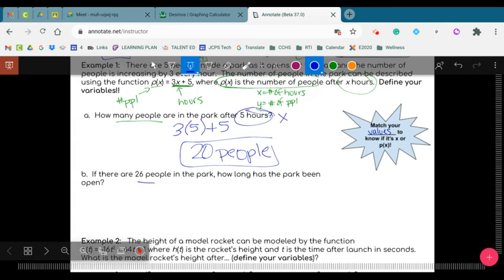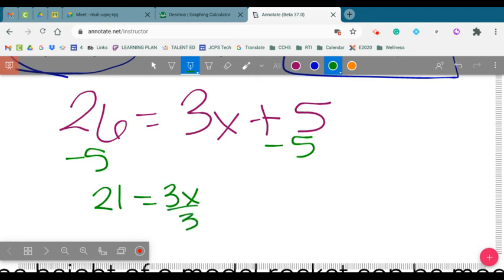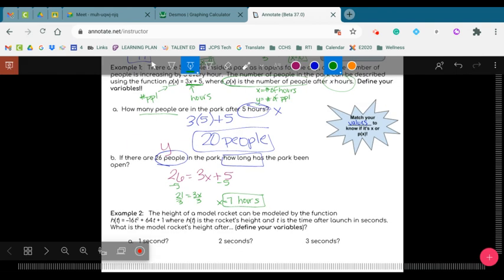The other one says if there are 26 people in the park, how long? That's asking how many hours. This one we're given our y and we have to find our x. So we're going to have 26 equals 3x plus 5. We're going to subtract 5. You get 21 equals 3x. Then divide by 3 on both sides, and you get x equals 7. So the park has been open 7 hours. You have to do it both ways, and we're going to continue to keep doing this.